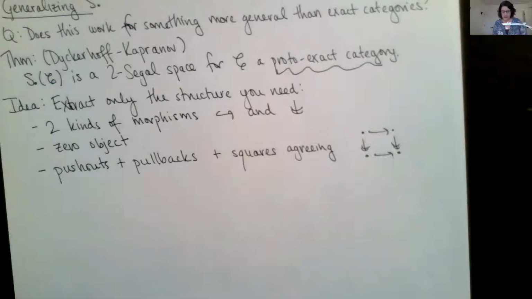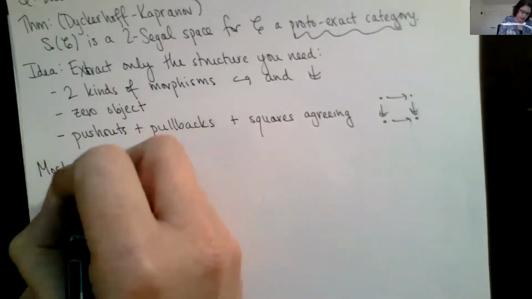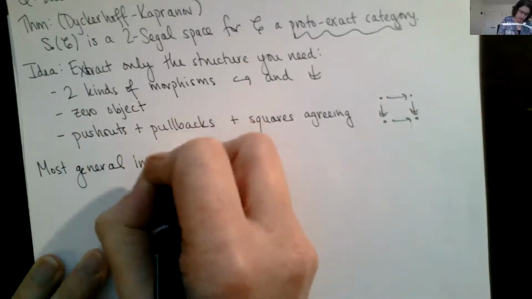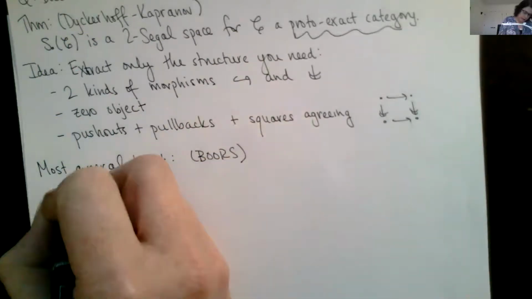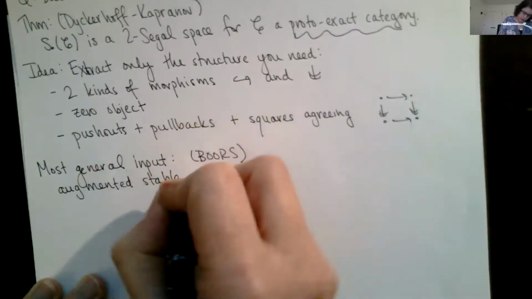It's weaker than being exact. You don't have some of the other structure, but we can still do an S dot construction. So this is where my collaborators and I came in and said, well, can we generalize this any further? And we came up with what I could argue is the most general input, we will justify this, we'll back this up. This is due to us, and it is something called an augmented stable double Segal space.